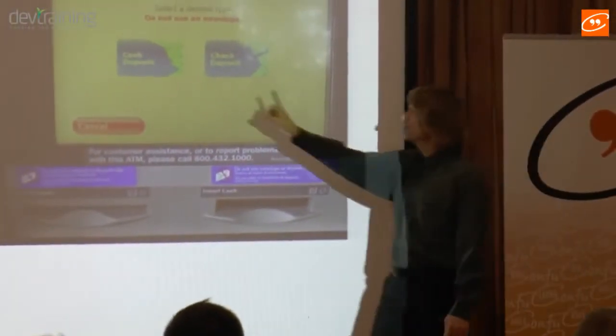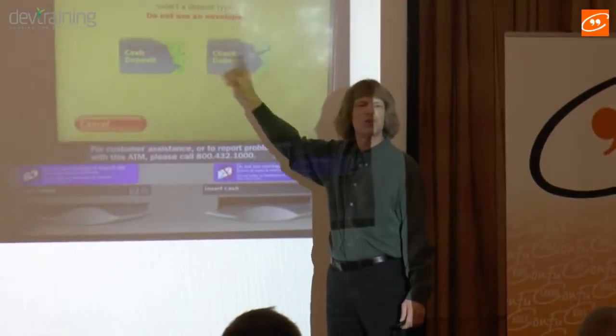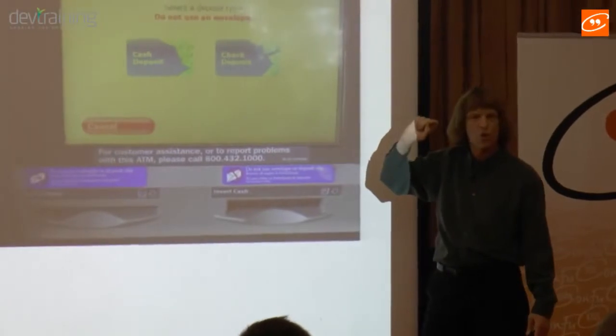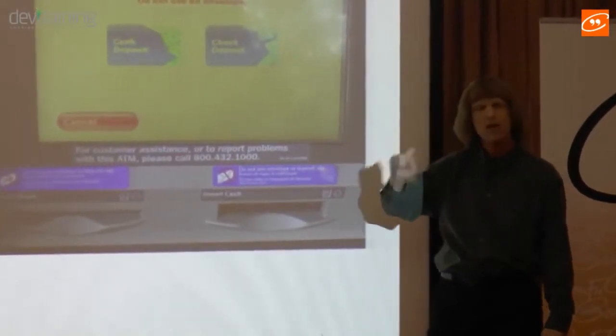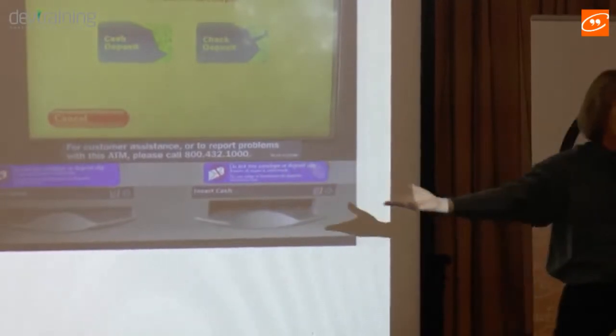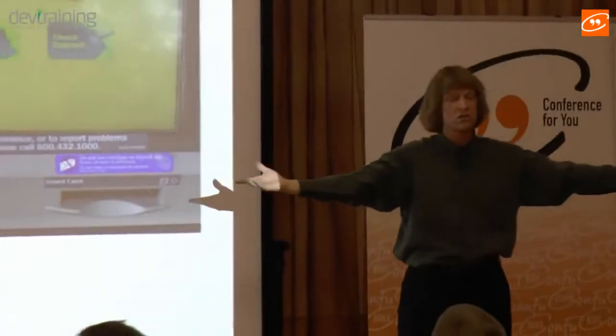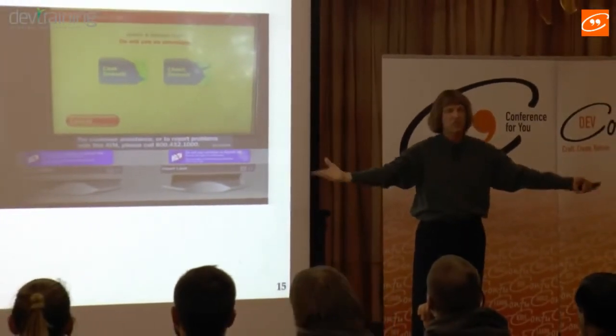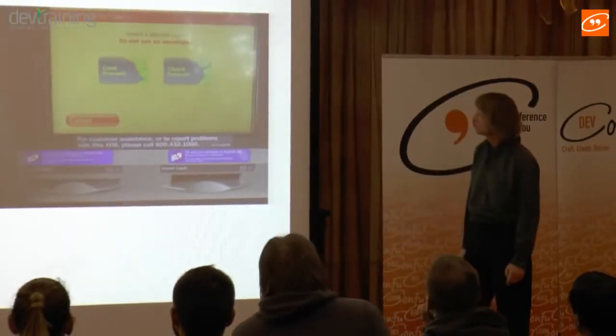Now, there's only two possible orders you can put these in. Either cash comes first and checks come second, or vice versa. So if you have the software team deciding what they're going to do, and you have the hardware team deciding what they're going to do, what are the chances that they will make exactly the opposite decision? And of course the answer is 100%.